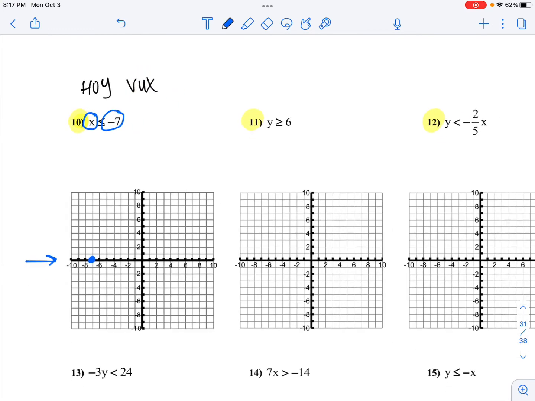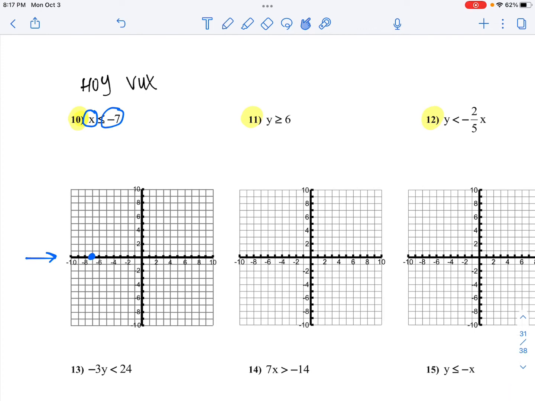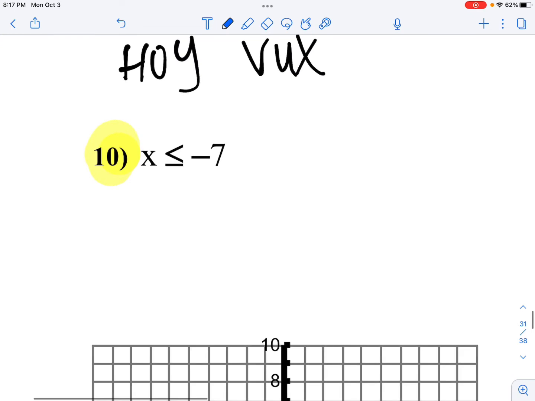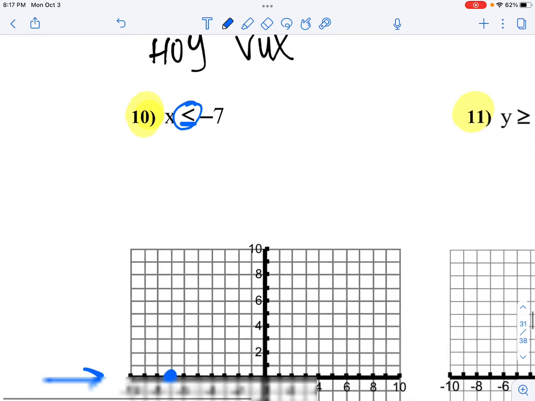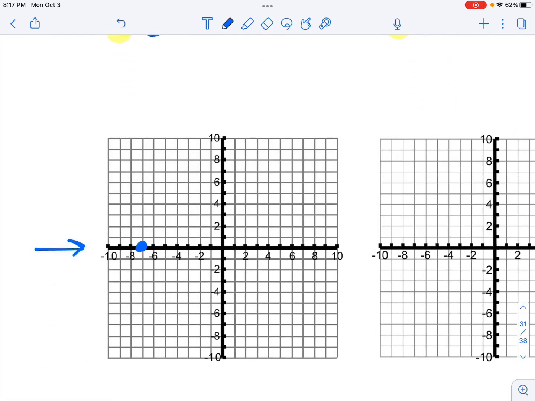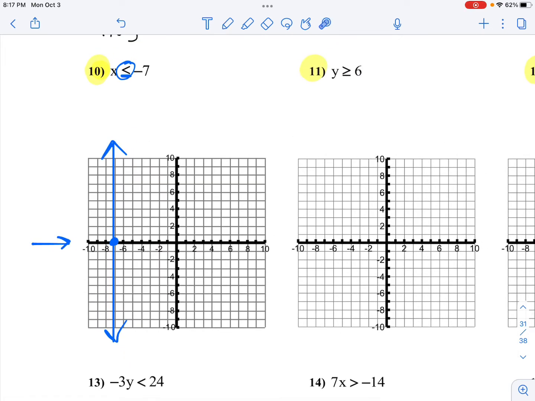and Vux tells me that it is a vertical line through that dot. And again, this is a solid line. It's not a dotted one because you can see that the inequality symbol has an equal bar underneath it. So it's going to be a solid line. So I'm going to draw it like this as best as I can. And the arrow is pointing to the left. That means smaller or less than, and the negative numbers go this direction. So I'm going to shade this way.